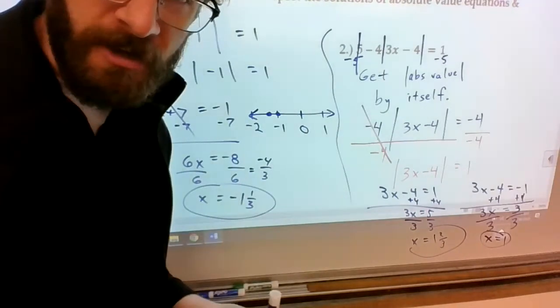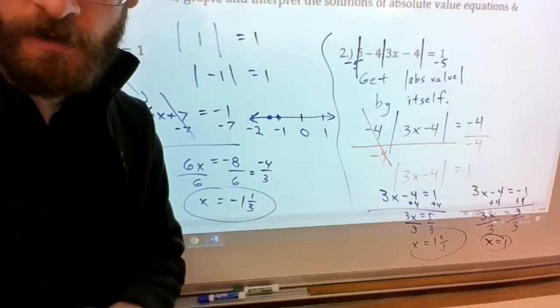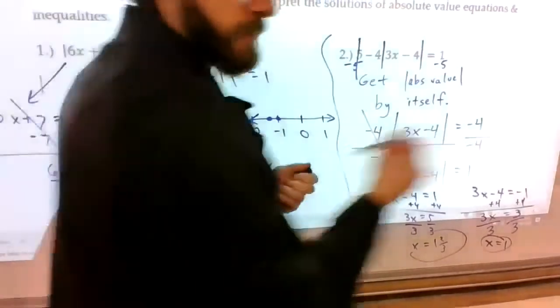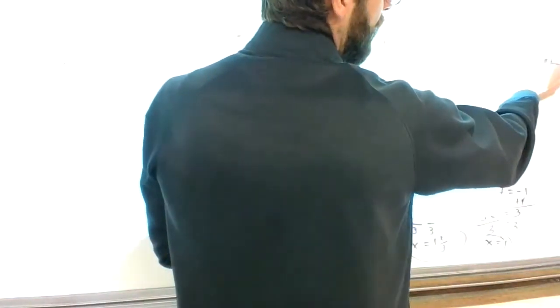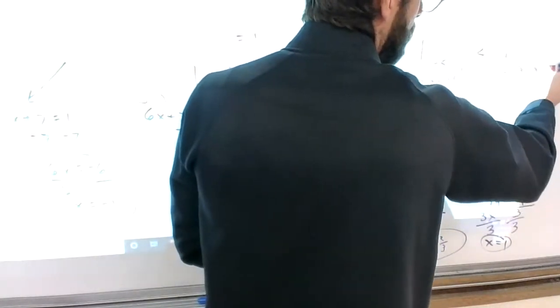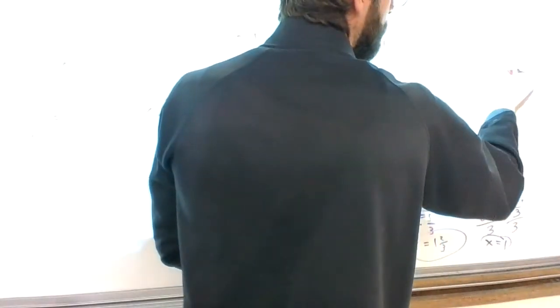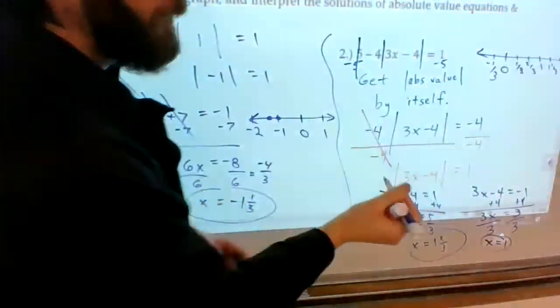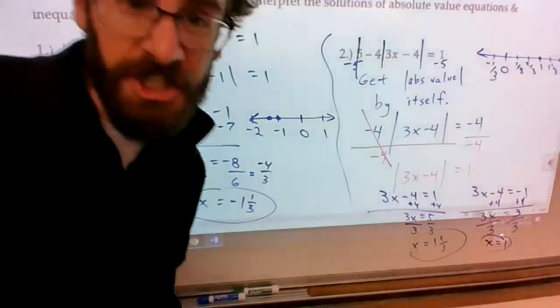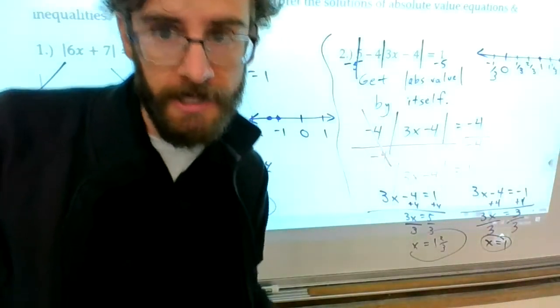So what would that graph look like on a number line? Well, we would just, maybe I'll go by thirds this time. 1/3, 2/3, 3/3, 4/3, 5/3. And put a point here and put a point there. Notice, I'm not shading anything. This isn't an inequality.